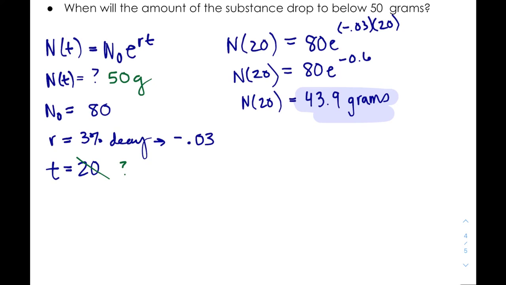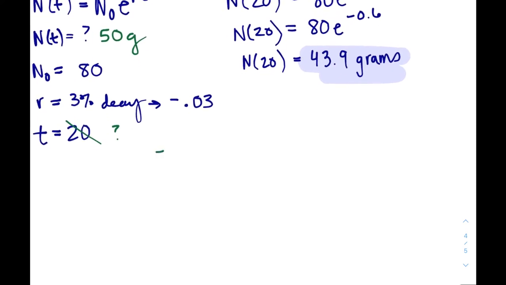So it's always important when you're working on a problem in the context of a word problem to look at your answer in that context. Does my answer make sense, or did I potentially make an algebra error? So here the setup's going to be 50 grams equals 80 grams e to the rate, still negative 0.03, times t. It's the time that we don't know. Okay, we don't know how long that's going to take.